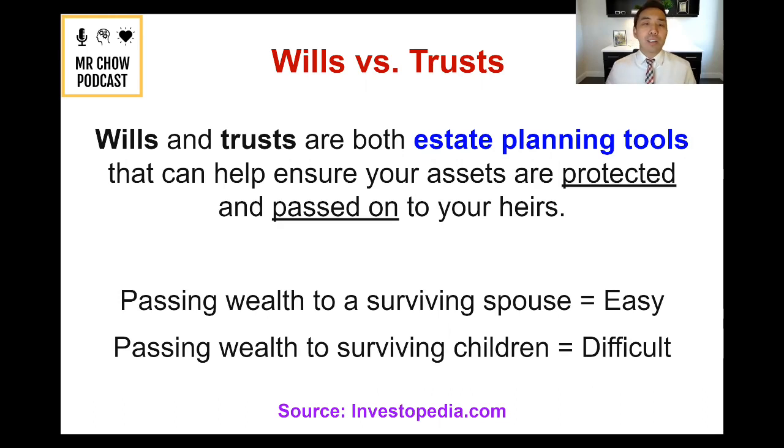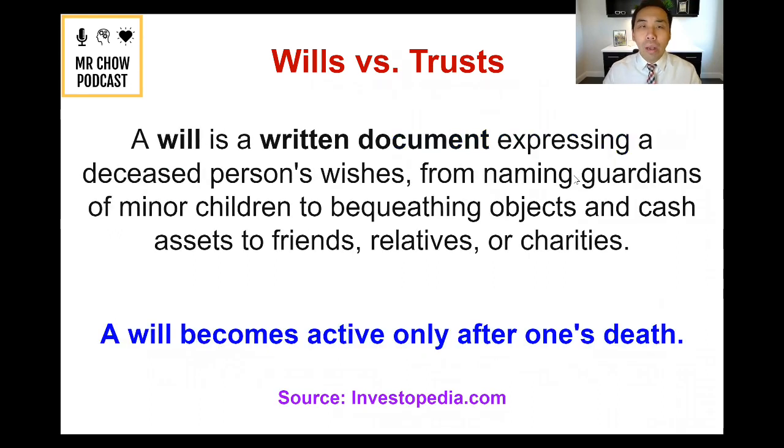So look, passing wealth to your surviving spouse is pretty easy because most things you co-sign and both of your names are on it. But passing wealth to your surviving children is actually kind of difficult, especially if you want to pass on the full amount and not get hit with that tax, right? But there's many different ways around it. So a will, let's start there.